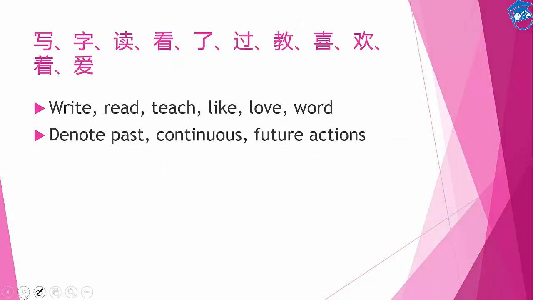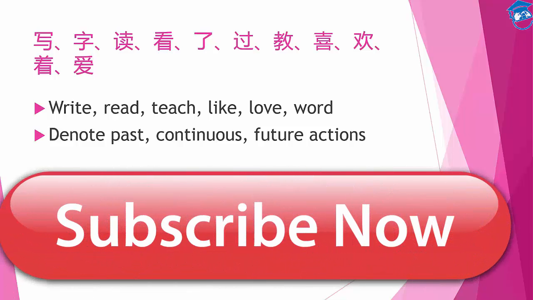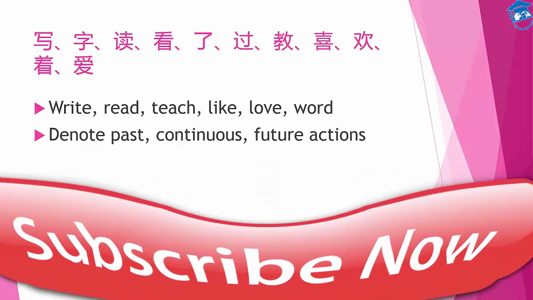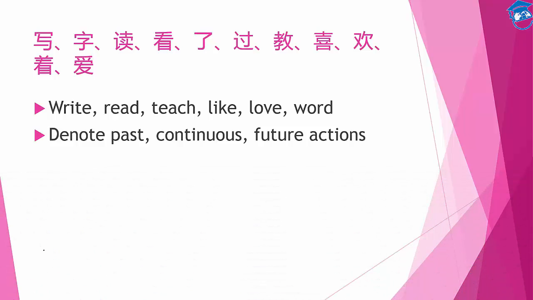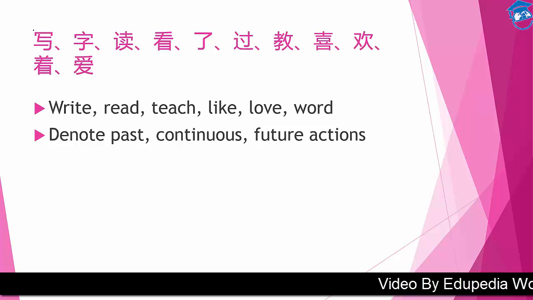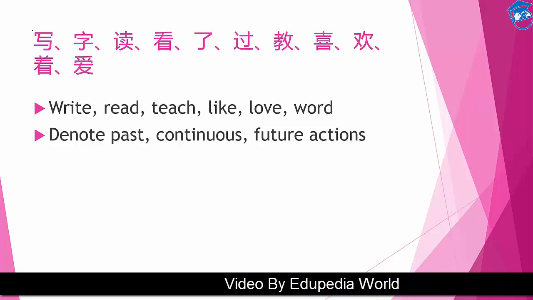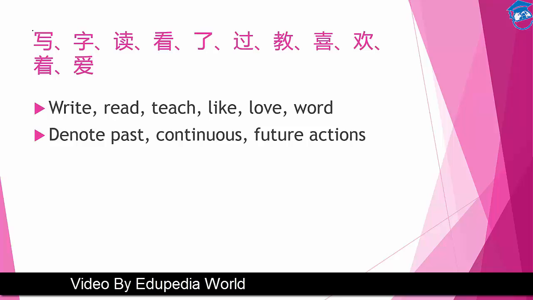And as usual, we have come to the summary page. You have learned some new verbs such as read, write, teach, like, and love. And you have learned one object as well, which is word. And now you know how to denote past, continuous and future actions with the words that I just taught you today. So you can use this list of Chinese words to do the revision.